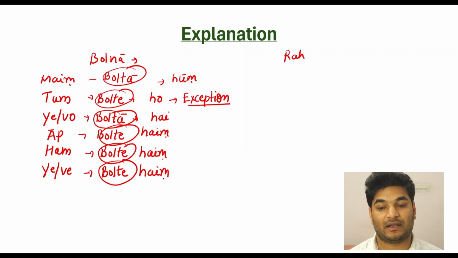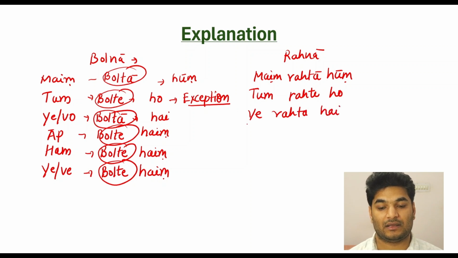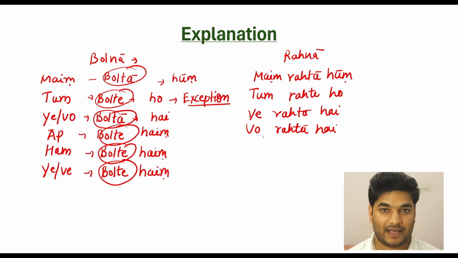Can we conjugate रहना now? मैं रहता हूँ, तुम रहते हो, ये रहता है, वो रहता है, आप रहते हैं, हम रहते हैं, ये रहते हैं, वे रहते हैं.